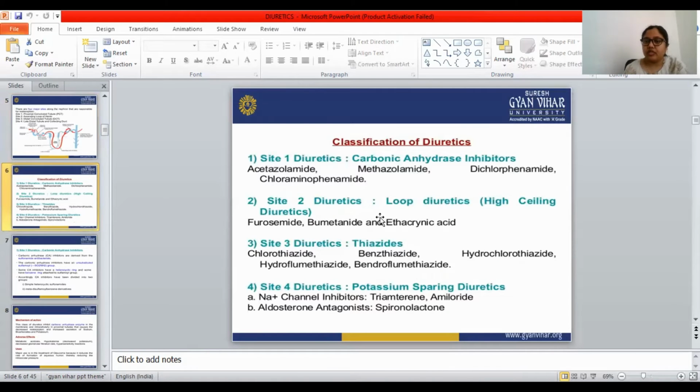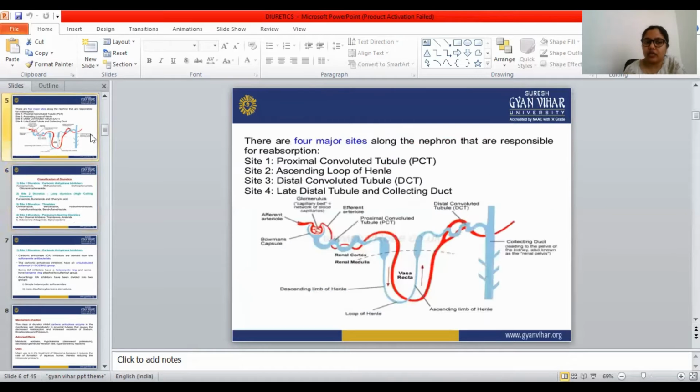So, classification of the diuretics. Site 1 diuretics are the carbonic anhydrase inhibitors. Examples of carbonic anhydrase inhibitors are acetazolamide, methazolamide, dichlorophenamide, and chloroaminophenamide. They act on site 1, which is the proximal convoluted tubule, that is PCT, and these drugs are active at this site.